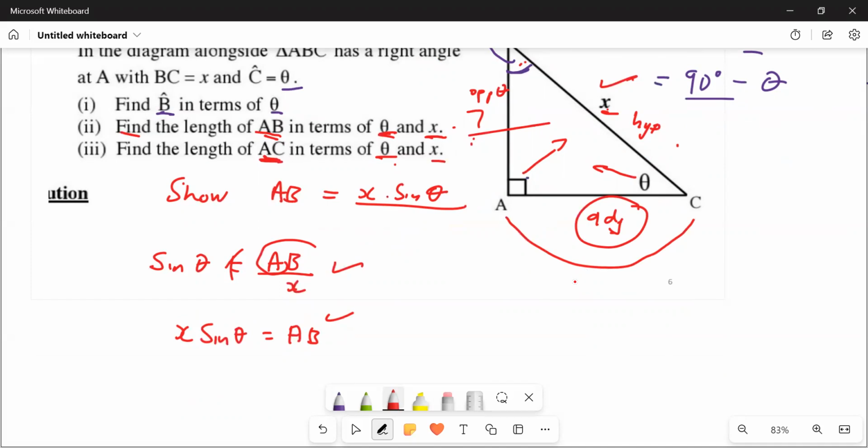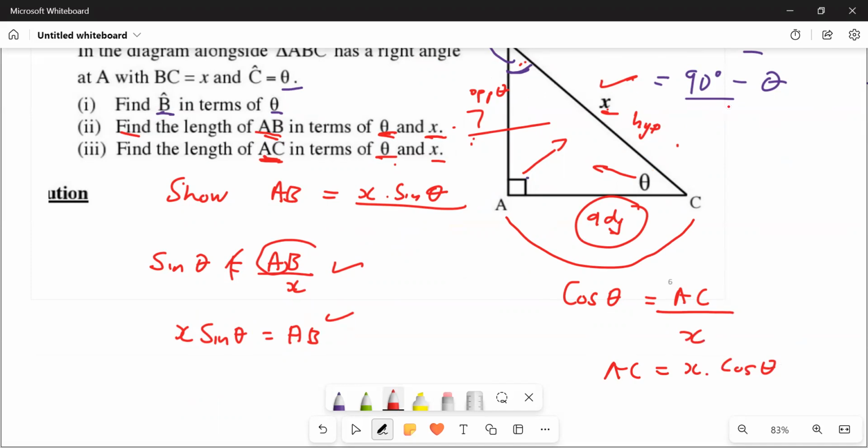It's cos. So I'm going to say the cos of theta is going to be given as adjacent, which is AC, all over x. And then AC is going to be given as x multiplied by the cos of theta. Now, another learner says, what if I use the cos rule, or I use the sine rule?